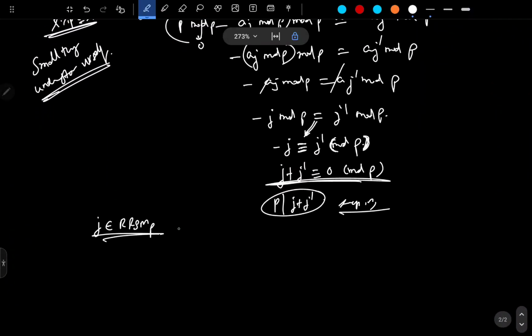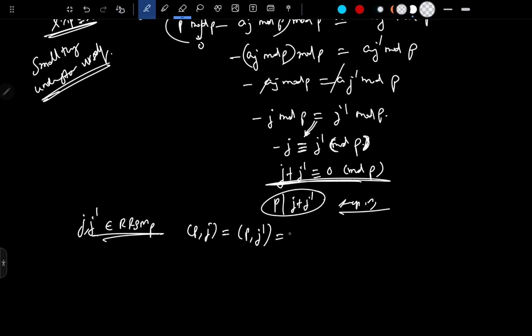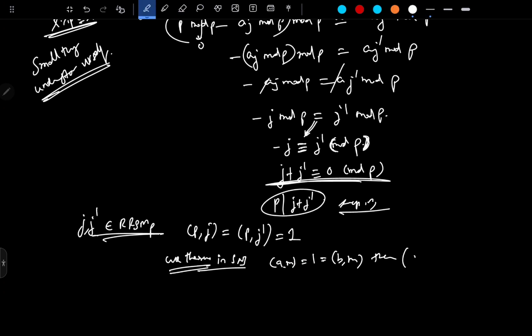Let's say J equals, list J and J dash belongs to RRSM. Since (P, J) and (P, J dash) equal 1, we have a theorem in SNS that if GCD of (A, M) equals 1 and GCD of (B, M) equals 1, then GCD of (AB, M) equals 1. Okay, this is a basic thing, you have to understand it.